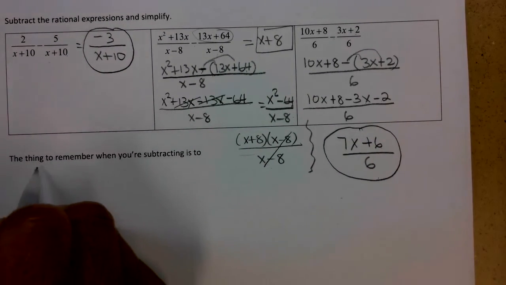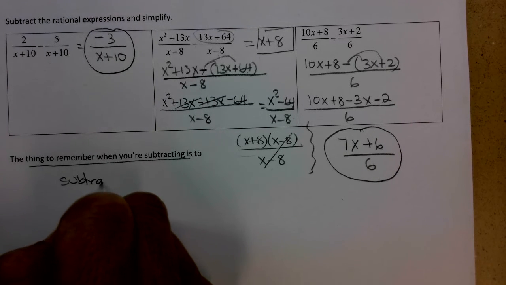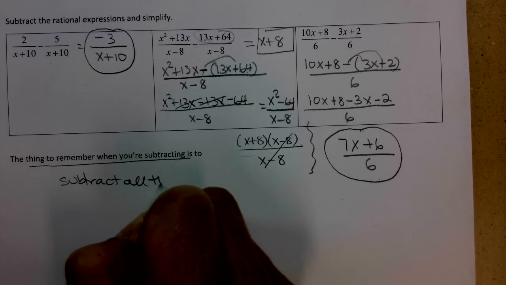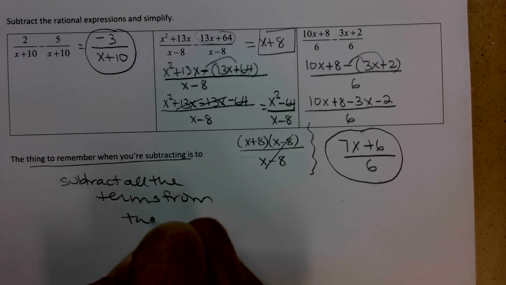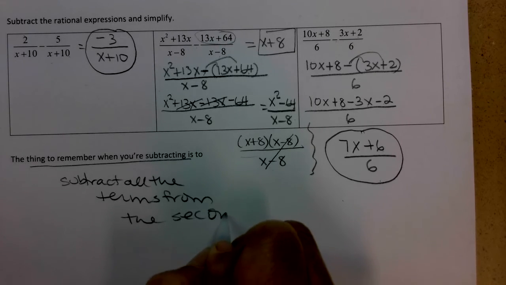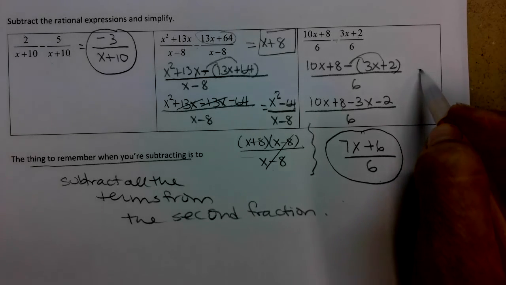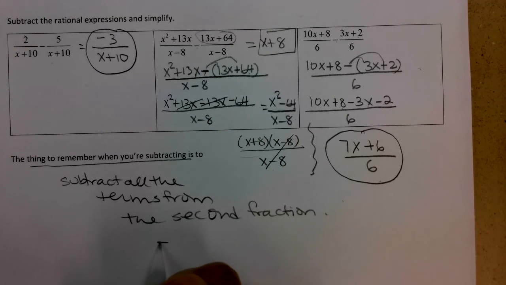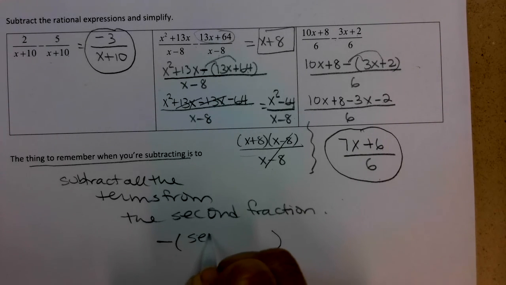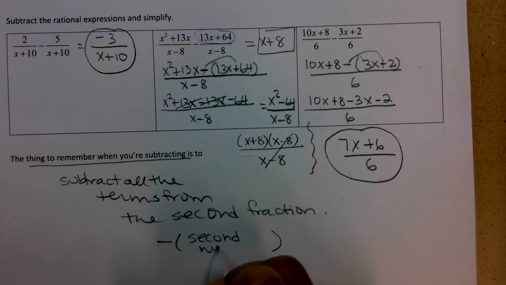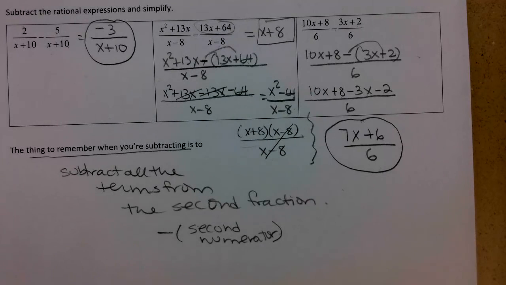Okay, so big thing to remember when you're subtracting is to subtract all the terms from the second fraction. And a way you can remember to do that is just take that extra step. So take the step where you do the minus and then wrap that second numerator in parentheses, and then distribute your negative sign and then simplify.